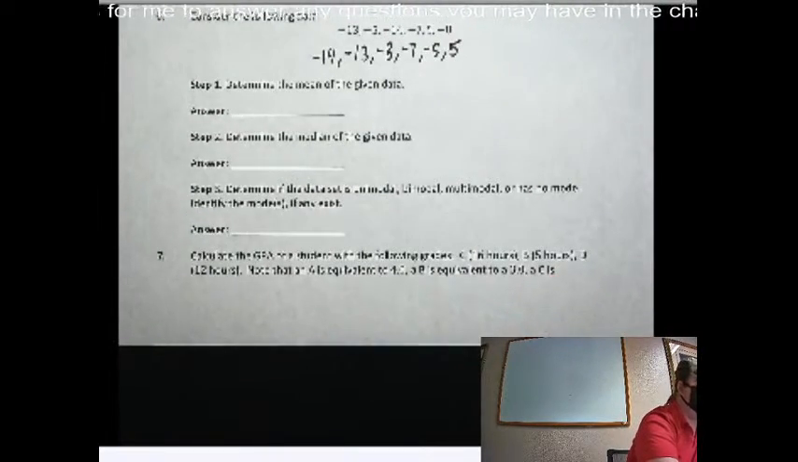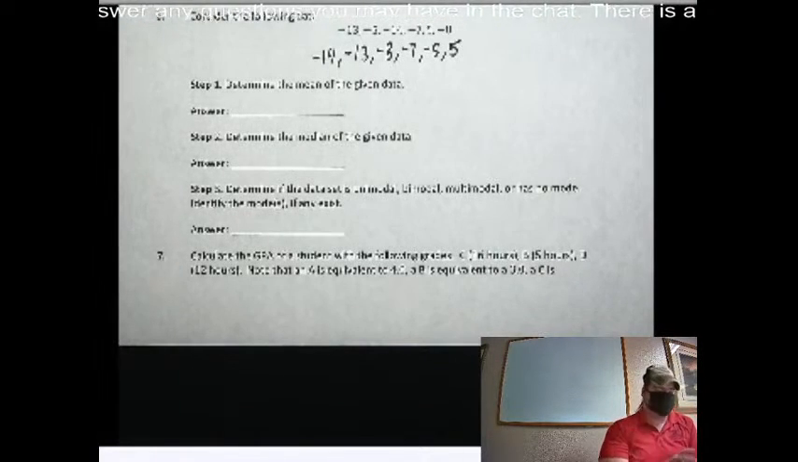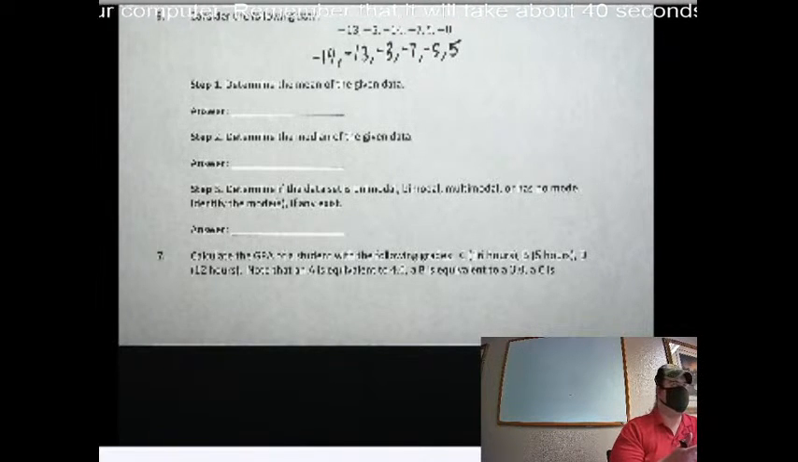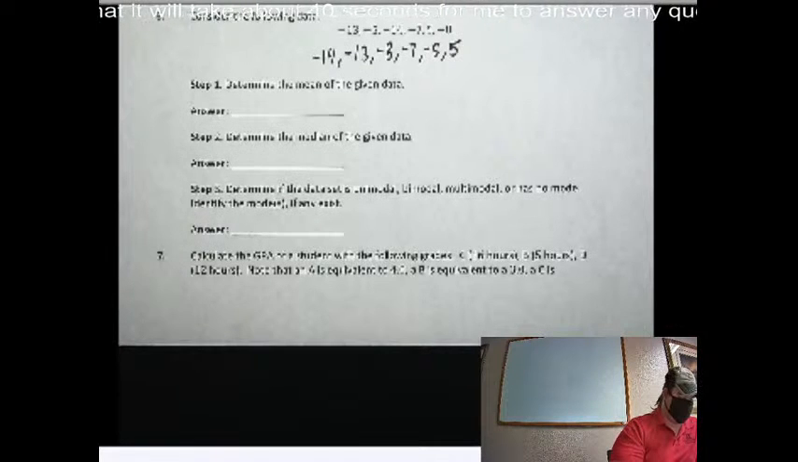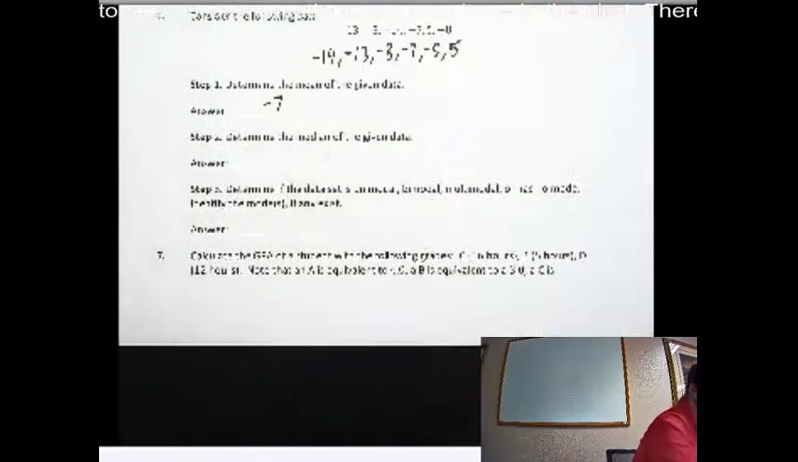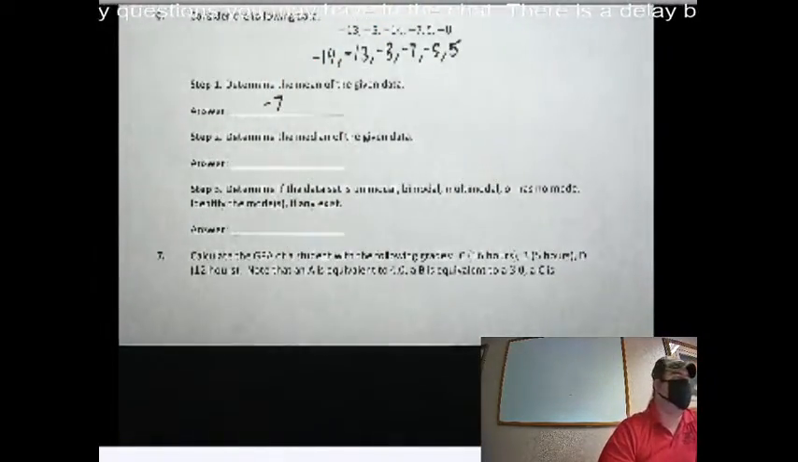Okay. So if we get the mean for this one, that'd be negative 14 plus negative 13 plus negative 8 plus negative 7 plus negative 5 plus 5. So negative 42 for the sum, then divide by 6 for the number of data points we have, and that comes up to negative 7. Yeah, I knew it was 7.5. Okay.